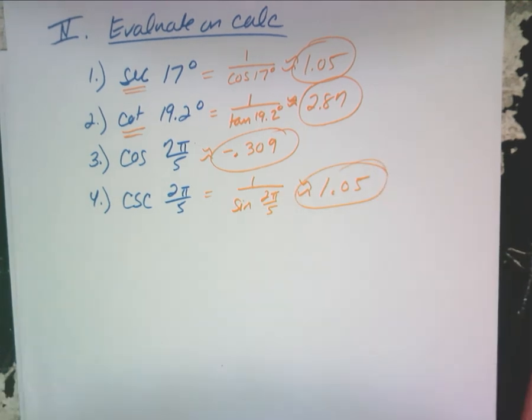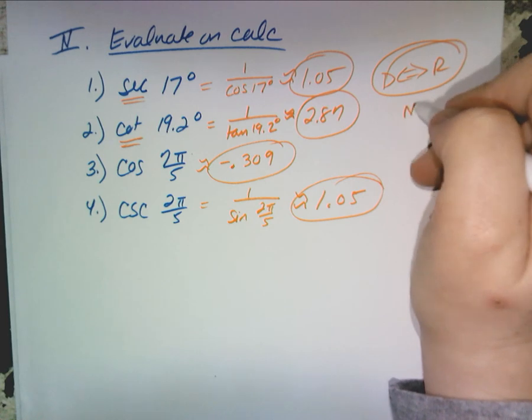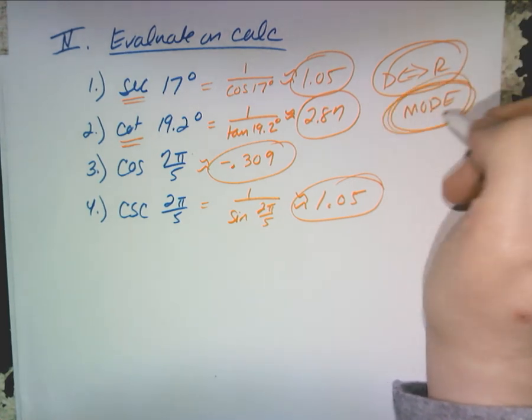Please just make sure you're switching from degree to radian, radian to degree. So switch from degree to radian, and know your mode. That's where it's located. It's in the mode function.